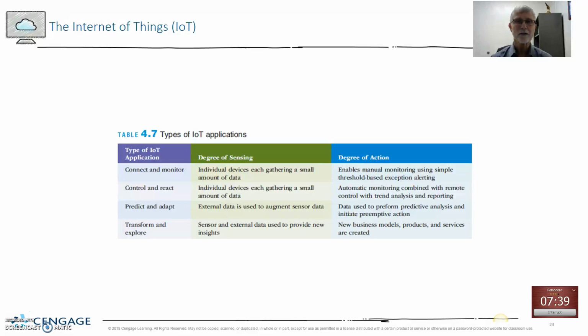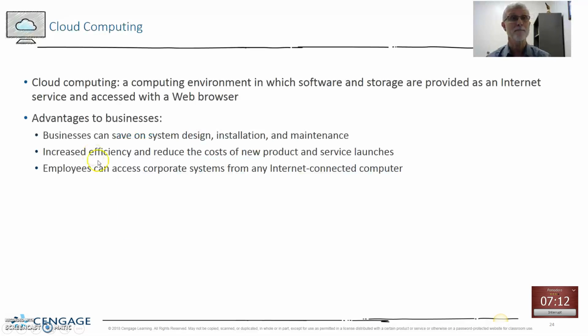Now, there are four different types of application. You've got connect and monitor, control and react, predict and adapt, and then transfer and explore. So it just depends on how much data I'm gathering and how I want somebody to respond to that data after it's been analyzed. So, just some types of applications that you may see coming up.